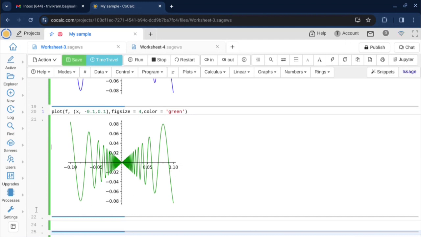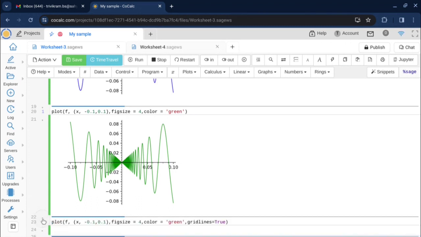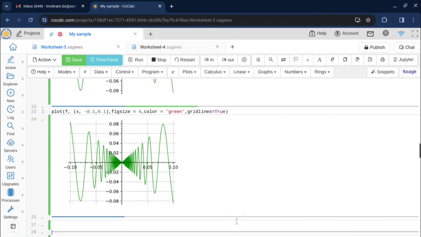So now I want to add a grid line for this. So you can add the grid line for this. So grid lines is equal to true I have added. So we got the grid lines for this.